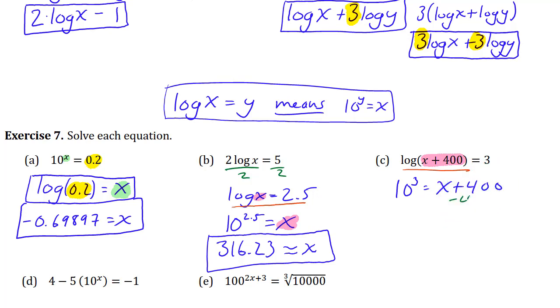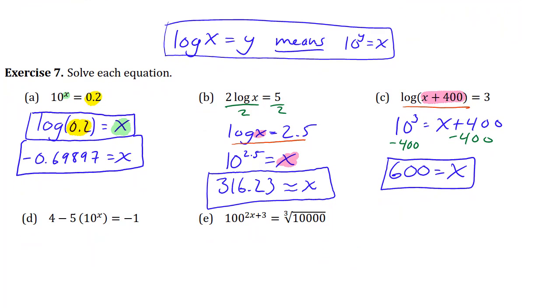So I subtract 400 from both sides of this. 10 to the power 3 is 1,000. So we're doing 1,000 minus 400, which is 600, is equal to x. And that's the solution there.